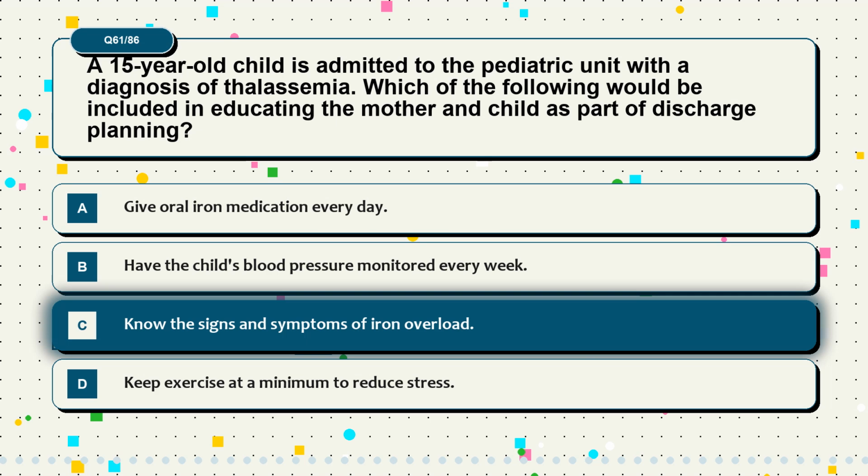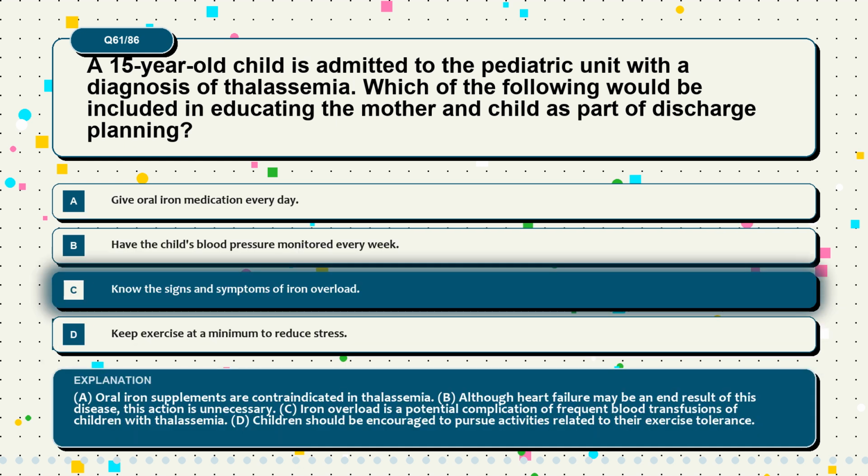The correct answer is option C. Know the signs and symptoms of iron overload. A. Oral iron supplements are contraindicated in thalassemia. B. Although heart failure may be an end result of this disease, this action is unnecessary. C. Iron overload is a potential complication of frequent blood transfusions of children with thalassemia. D. Children should be encouraged to pursue activities related to their exercise tolerance.